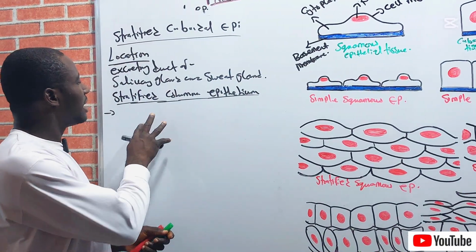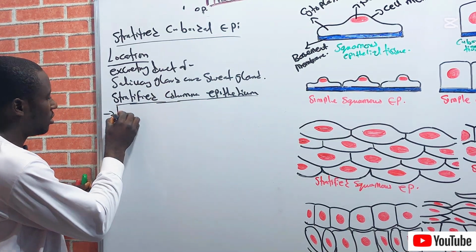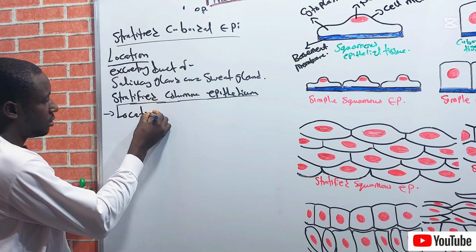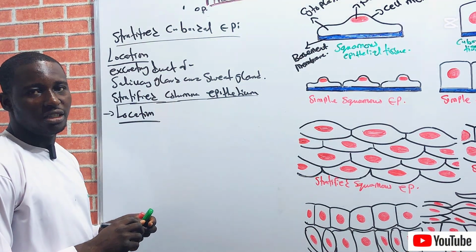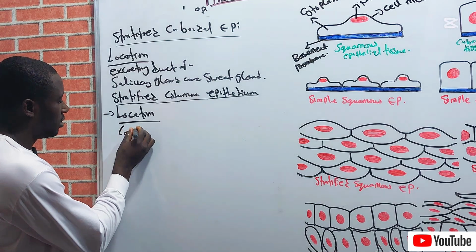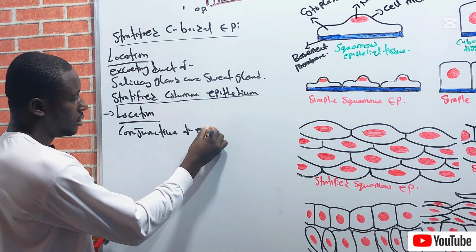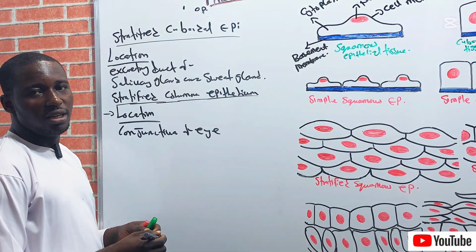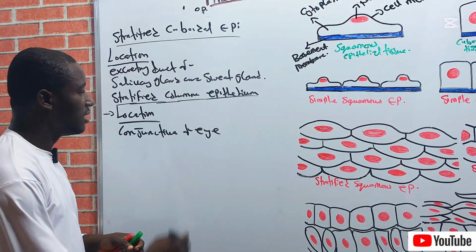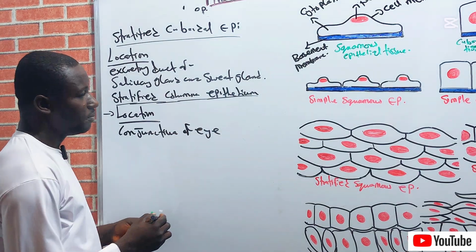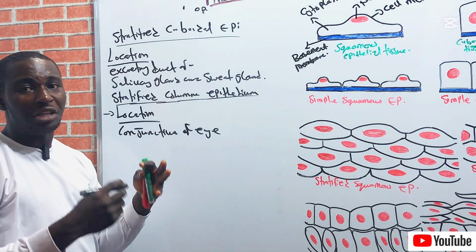Now, we have identified the stratified columnar epithelium. Its location is the conjunctiva of the eye. And what does it do? It protects the conjunctiva of the eye and also secretes mucus. That is the work. So the next one we are going to be discussing is the pseudostratified epithelium.